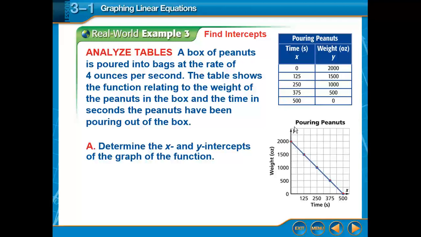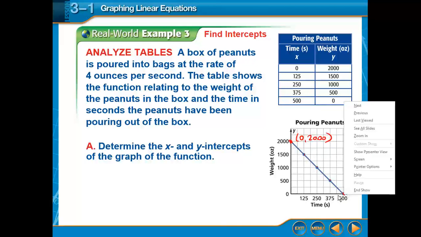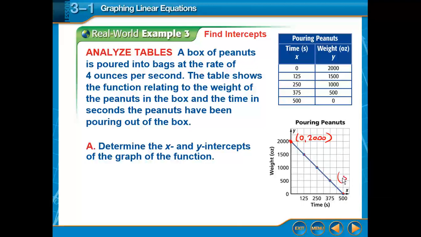What is the x value when I'm looking at the y-axis, the y-intercept? So here, this is the point (0, 2,000). And then this point here, my x-intercept, is the point (500, 0). So I can say that the y-intercept occurs when x is 0, and the x-intercept occurs when y is 0. See that? So my x-intercept is 500, and my y-intercept is 2,000.